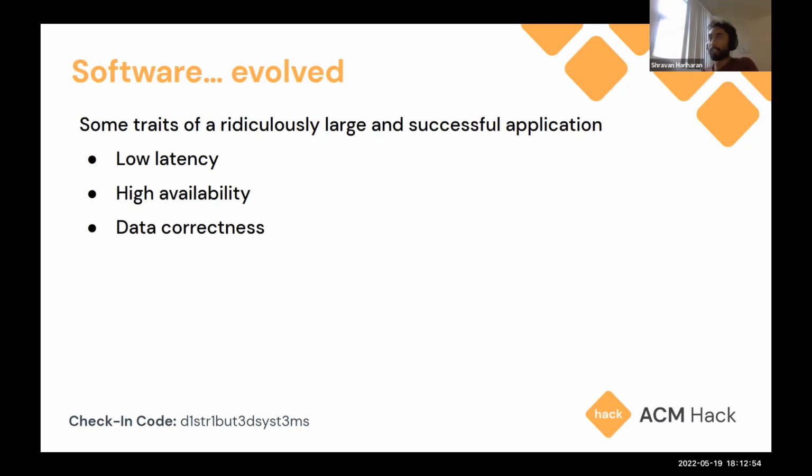The next trait is high availability. High availability means that I can use your app pretty much anytime. So a lot of applications will guarantee what's called 99.99% availability. If you start working in the industry in a software engineering role, you'll see the 99.99 number, which means 99.99% of the time, the application will be up.